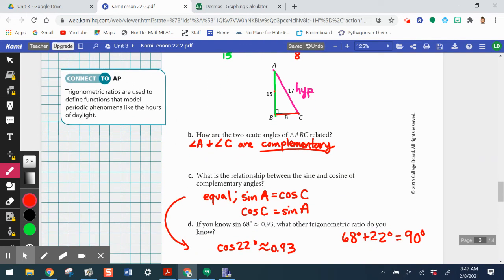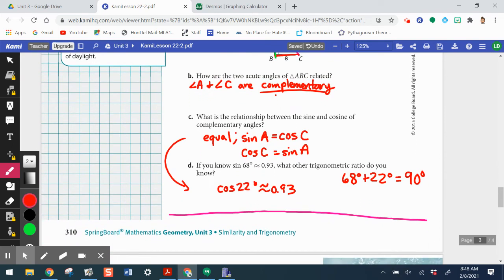How are the two acute angles of triangle ABC related? And you might be wondering, scratching your head, how do I know they're complementary? We don't know any angle measures. Well, again, the three angles of any triangle have to add up to 180 degrees. And if this right angle already takes up 90 degrees of that 180, these other two angles have to sum to equal 90 degrees on their own. And that is the definition of complementary.